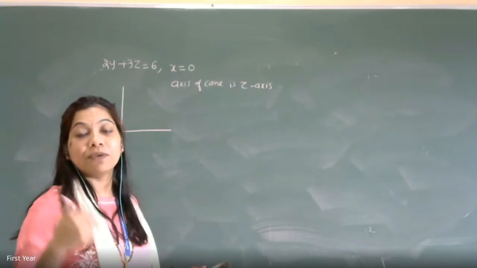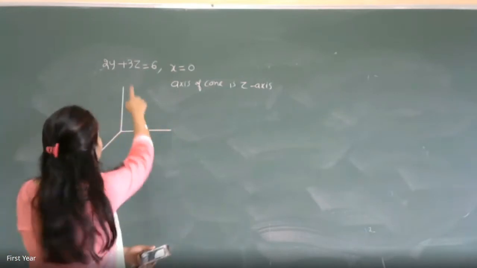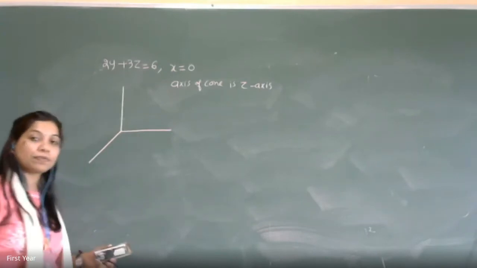Correct? So I should get the angle between the axis and the generator, one fixed generator, which is given. This is the generator. This line is revolving about the z-axis, which means this is one of the generators.